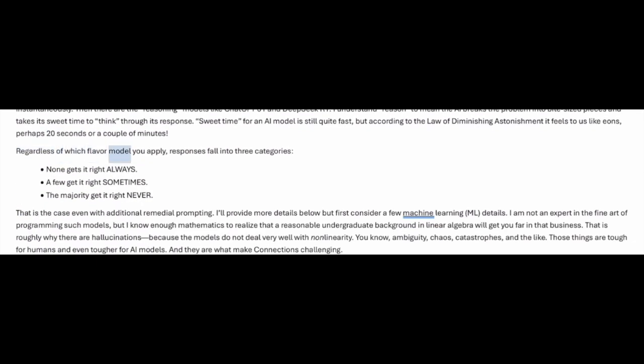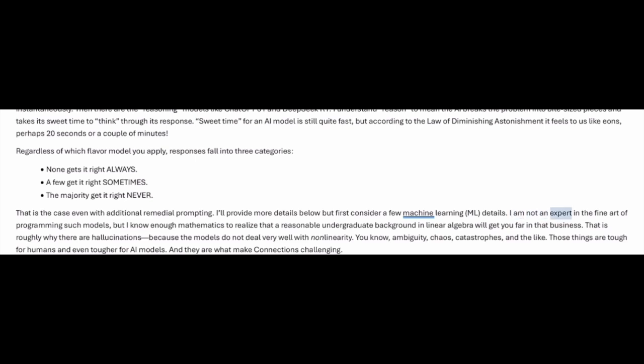Regardless of which flavor model you apply, responses fall into 3 categories. None gets it right always. A few get it right sometimes. The majority get it right never. That is the case even with additional remedial prompting. I'll provide more details below, but first consider a few machine learning, ML, details.